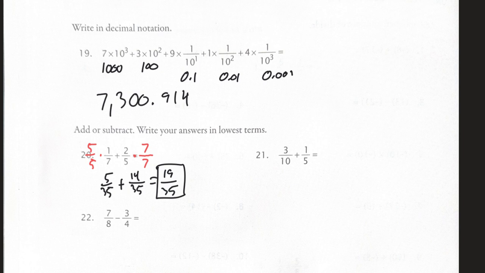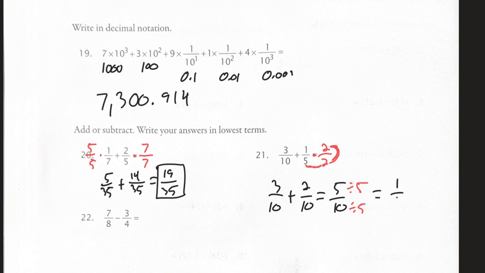5 and 10 both go into 10, so we only need to multiply the right fraction. That's going to be by 2 over 2, because 5 times 2 is 10. And then you do the same thing on top. First fraction we keep as it is. That's 3/10 plus 2/10 equals 5/10. And then 5 goes into both 5 and 10. So we get 1/2.